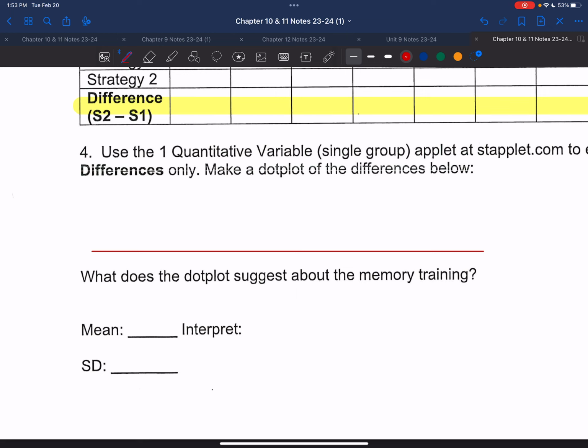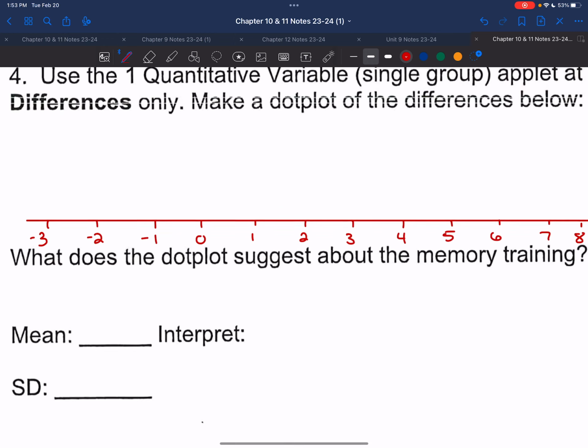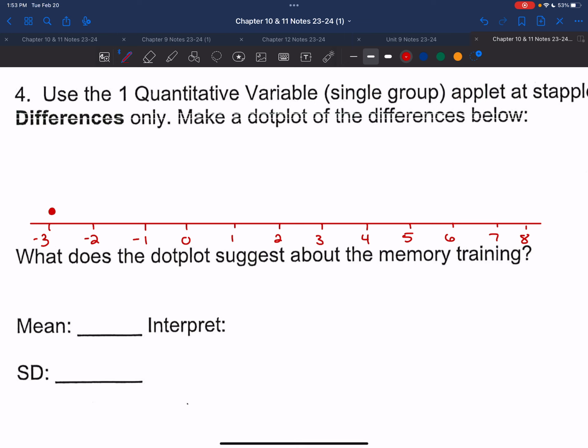I just have some data from another class. I had differences ranging from -3 up to +8. So -3, -2, -1, 0, 1, 2, 3, 4, 5, 6, 7, 8. And each one of these dots I'm about to put on this dot plot represents a difference that one specific student got. So I had one student who got a difference of -3. I had 2 of them get a difference of -2. And then another one of -1, and so on.